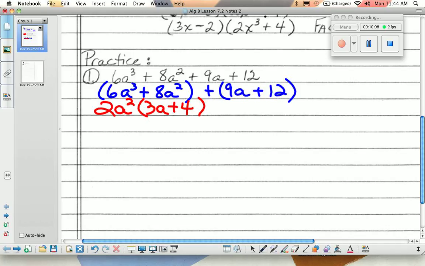Okay, then we're ready to move on. Let's do the next group. What will it be? 3, I know that already. 3 is the largest number that goes into both, but what about a? The 12 doesn't have any a's, so we can't take any a's out. So we're just going to say 3 is our GCF, times 3a plus 4.